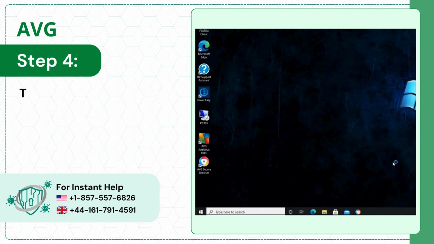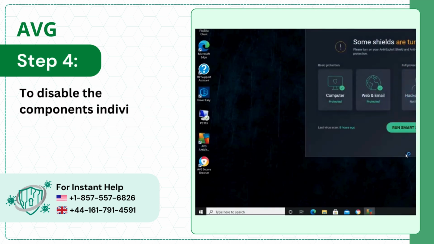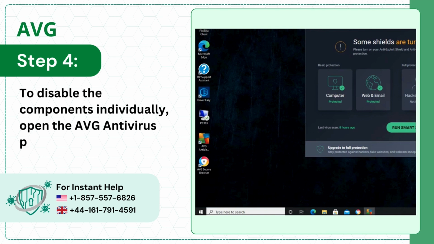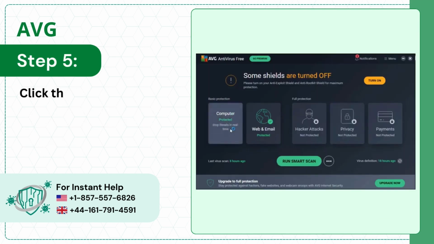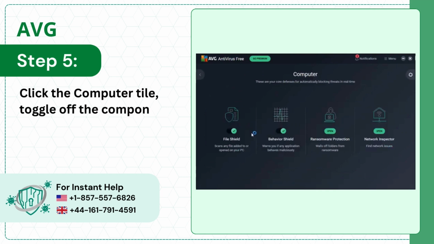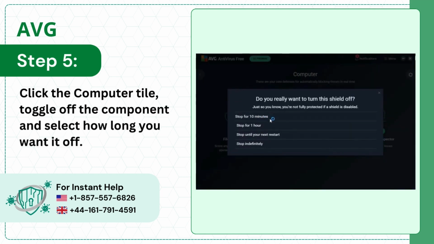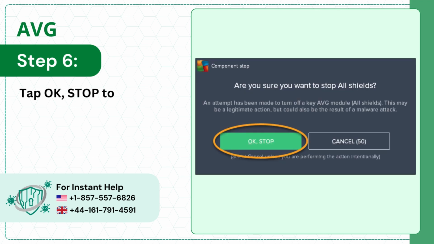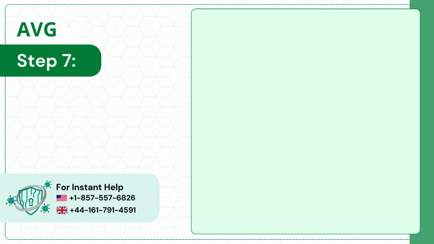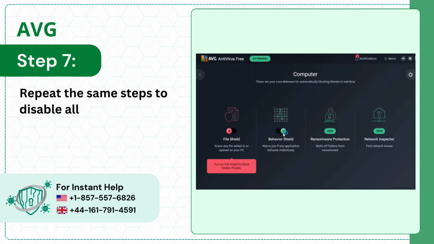Step 4. To disable the components individually, open the AVG antivirus program. Step 5. Click the computer tile, toggle off the component and select how long you want it off. Step 6. Tap OK stop to confirm the action. Step 7. Repeat the same steps to disable all the components you wish to.